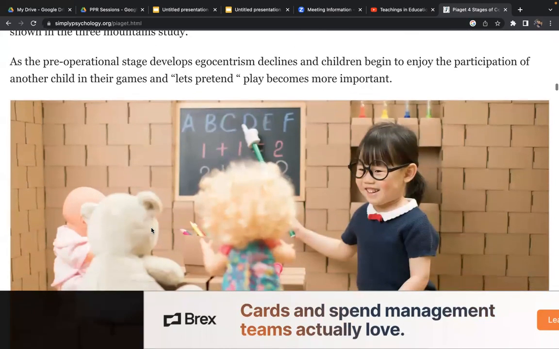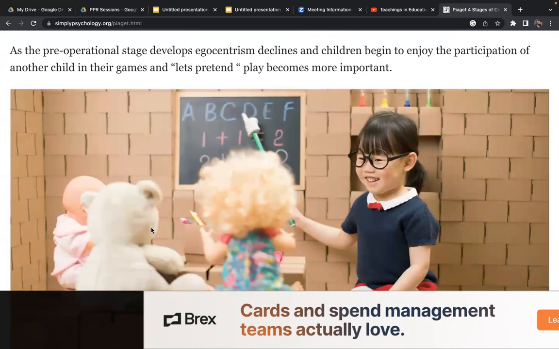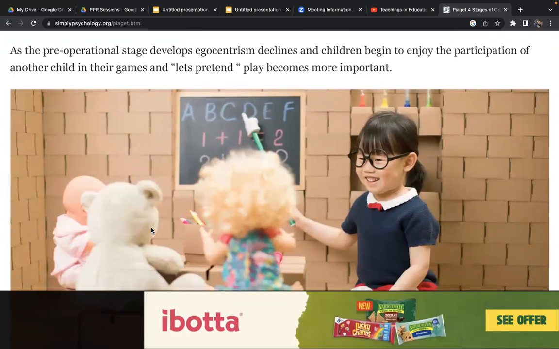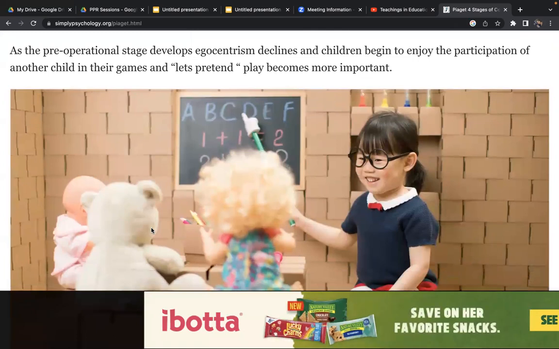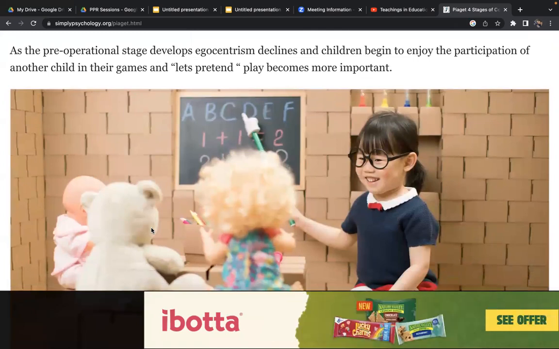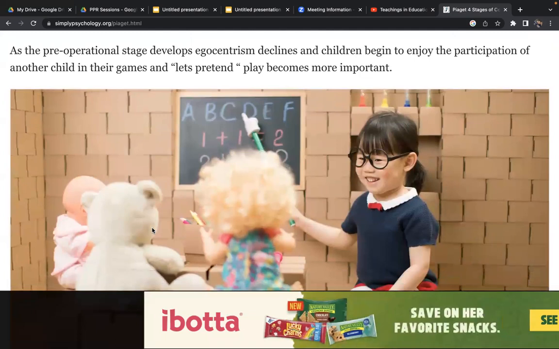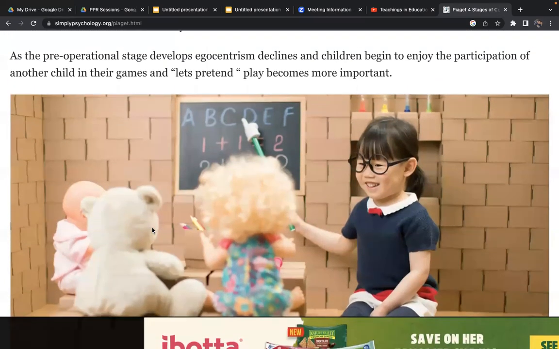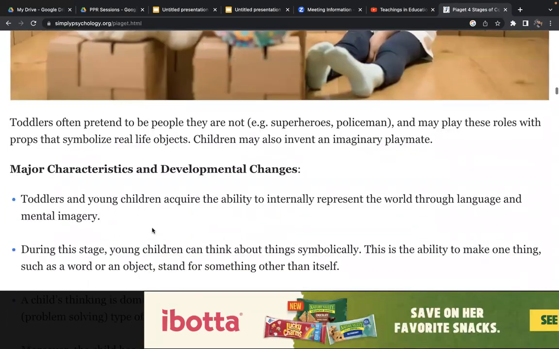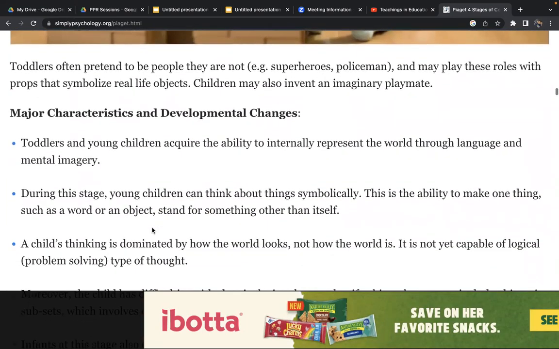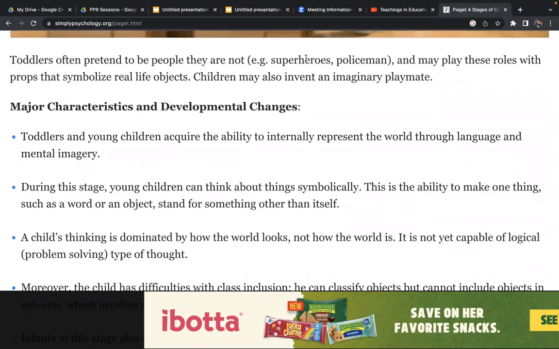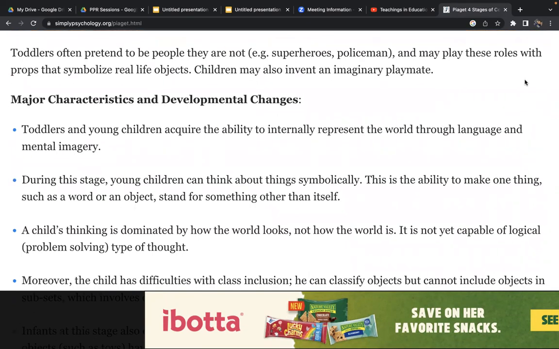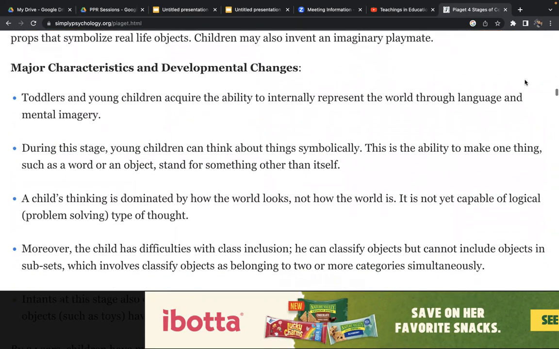As the pre-operational stage develops, egocentrism declines, and children begin to enjoy the participation of another child in their game, and let's-pretend play becomes more important, right? Instead of just what they want to do, they want to pretend play with others. Toddlers often pretend to be people they are not, superheroes, policemen, and may play these roles with props as symbolic objects. Children may also invent an imaginary playmate.